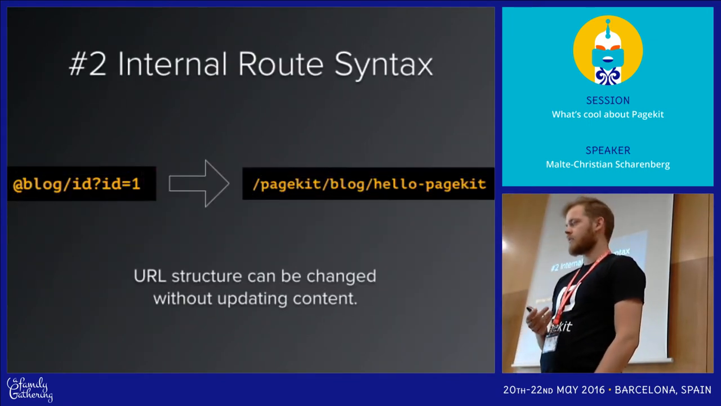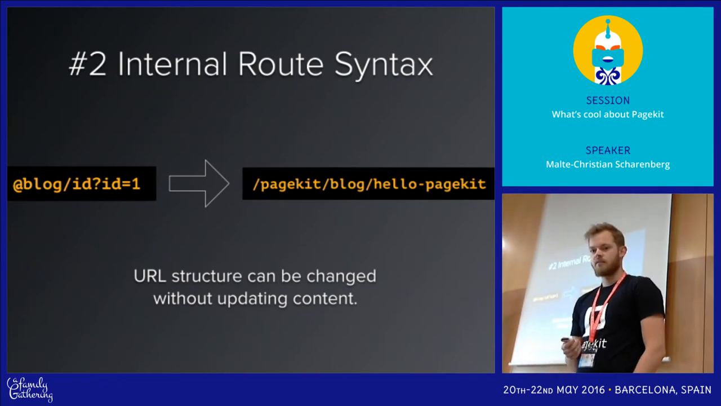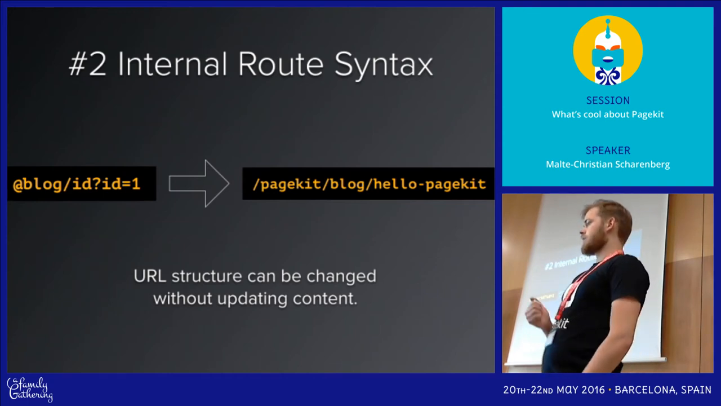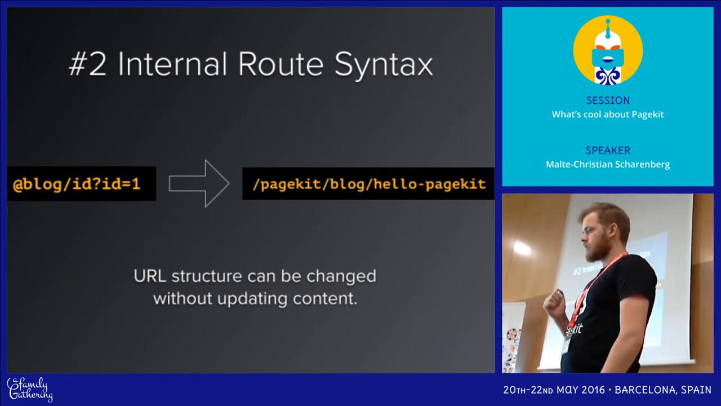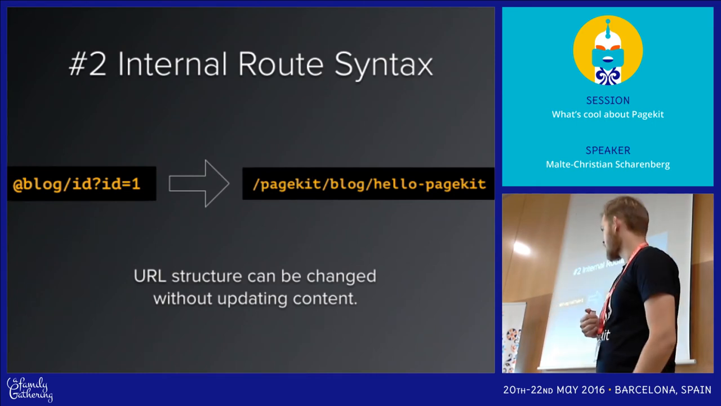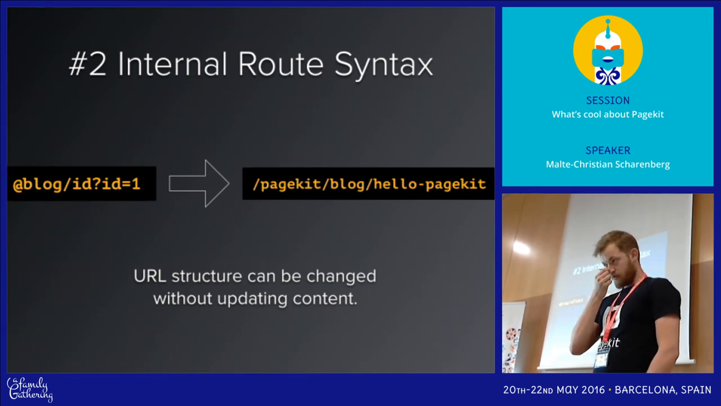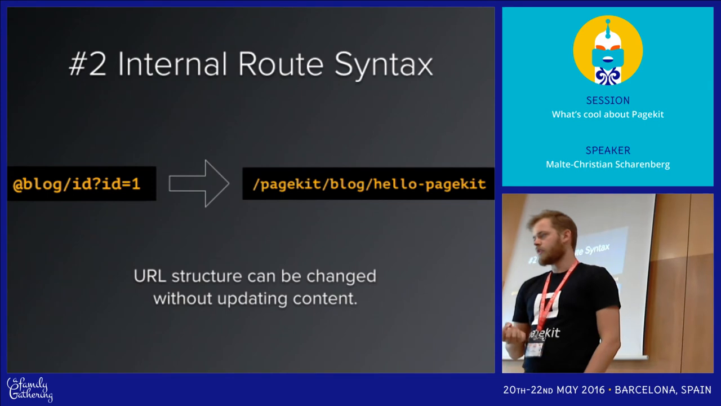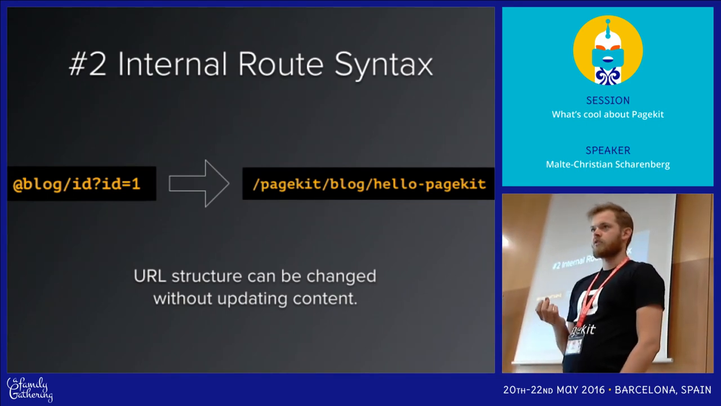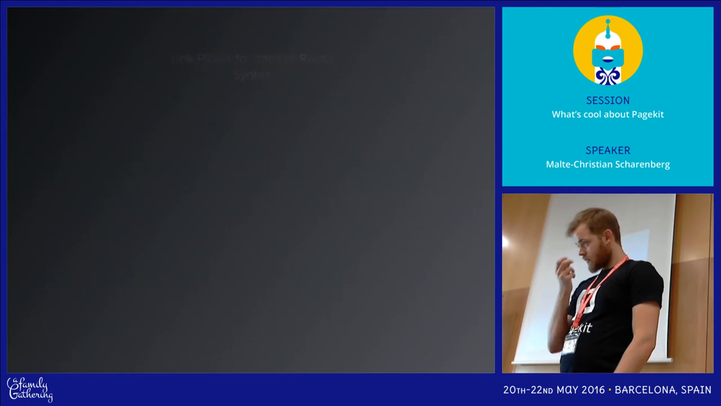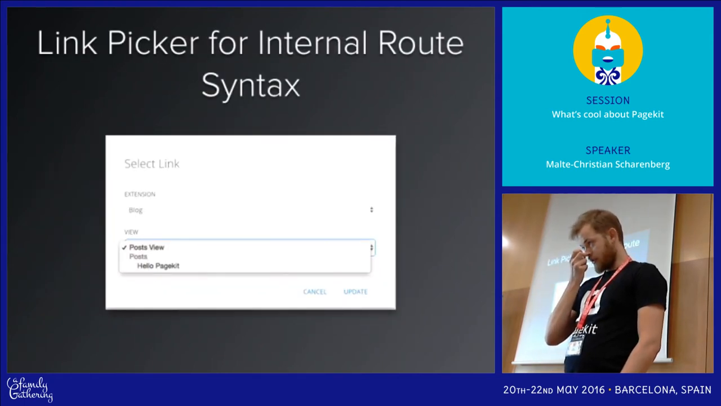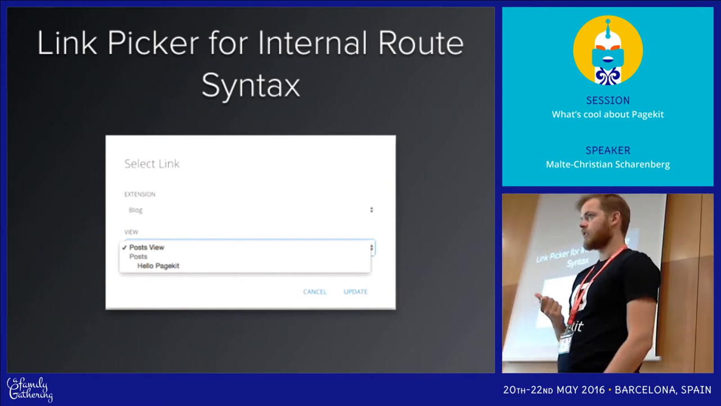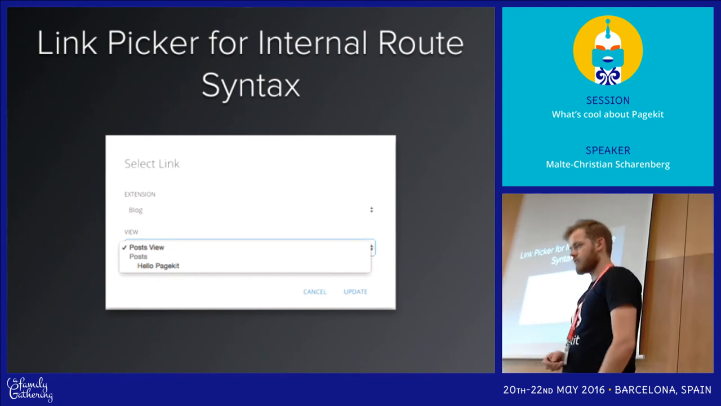To work with these dynamic URLs, Pagekit uses an internal route syntax, and this is also our second highlight today. You can use these internal links everywhere in your content, and they will automatically convert to the actual URL like it is defined in the site tree. This keeps your content readable and avoids content updates if the URL structure changes. And these dynamic routes can be inserted into the content with Pagekit's link picker. It is shown here, and it is similar to the image picker you just saw in the demo.